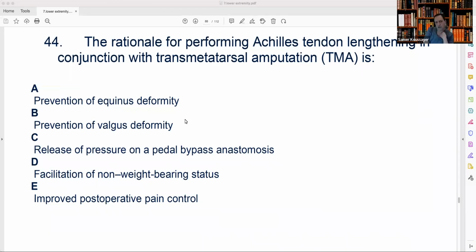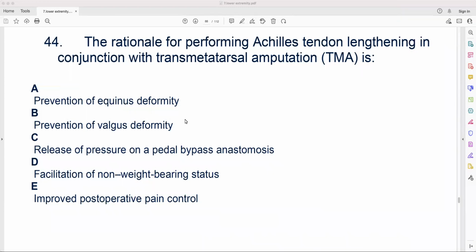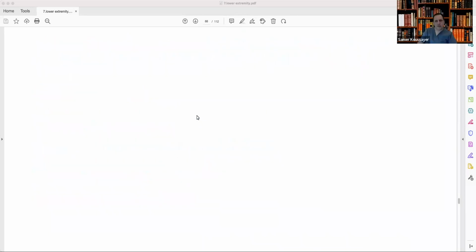Valgus is the opposite. No, usually you get an equinus outside, lateral, not medial. You get lateral deformity. Pressure on the pedal bypass has nothing to do with that. Non-weight-bearing doesn't matter, and improving obstructive pain, come on, it's not a good question. Well, Sam, we're stuck with you. Let's go to the next question.